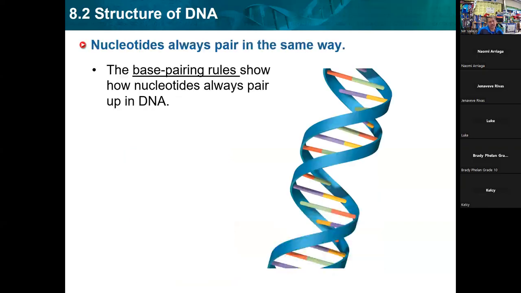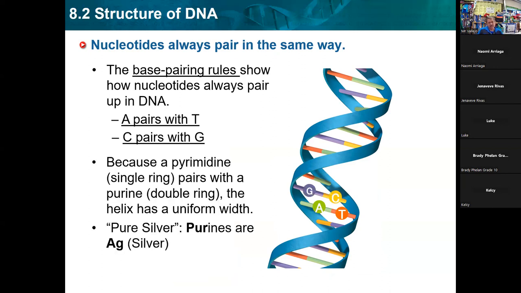So again, A pairs with T and C pairs with G. It's a ladder that's twisted up. And so we call it the double helix. And if you know one side, then you know the other side.